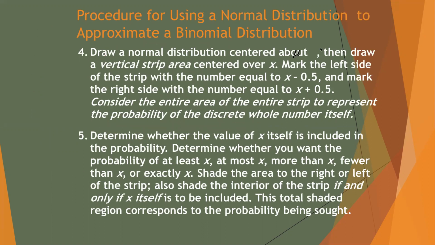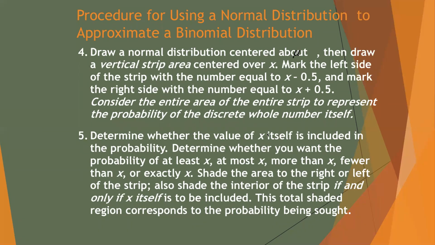Then draw a vertical strip area centered over x, mark the left side of the strip with the number equal to x minus 0.5 and one to the right of that as well. And consider the entire strip to represent the probability of the discrete whole number itself. Again, keep in mind, this is for basically if we want to use the normal as an approximation to the binomial. Generally speaking, if you have a binomial distribution, you can just calculate on your calculator.